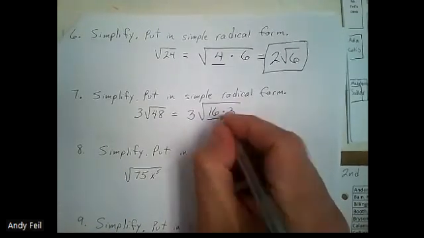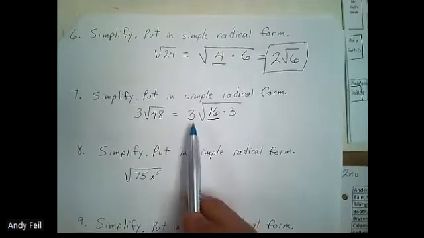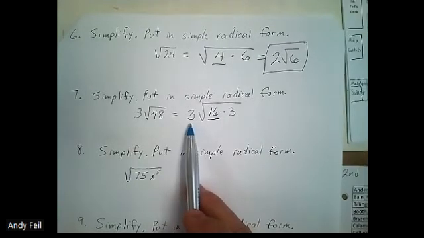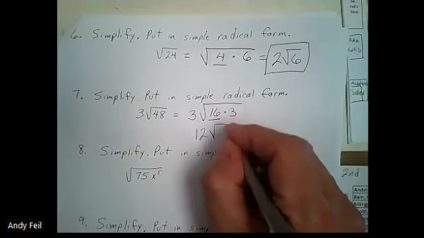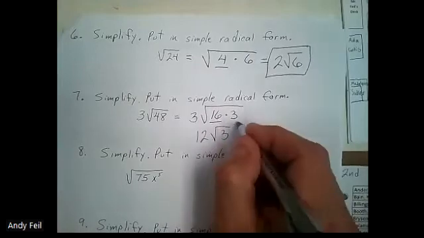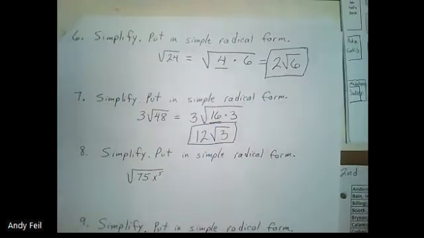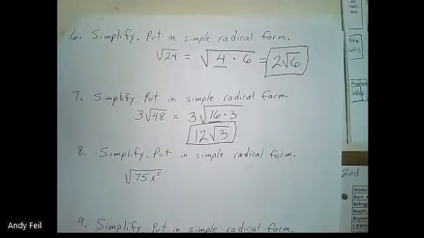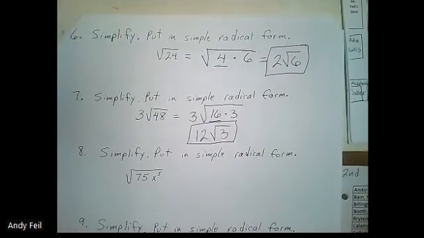When the 16 comes out, what's it going to look like? 4. Now that 4 is going to be right next to this 3. So what are we going to do with 3 and 4? So what is 3 times 4? So do a little less work and just write 12. The 3 stays in there. Does everybody see how I got from here to here? I kind of did two things in my head. I took the square root of 16 as 4 and just multiplied it by the 3 to get the 12.